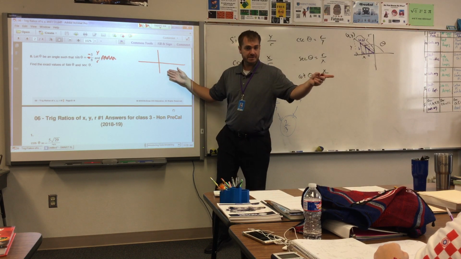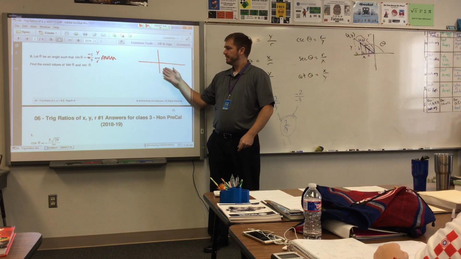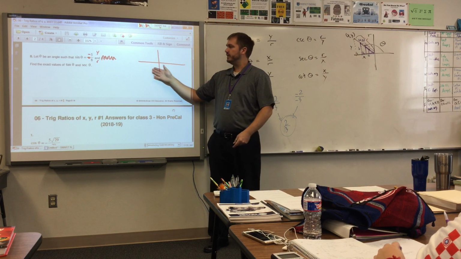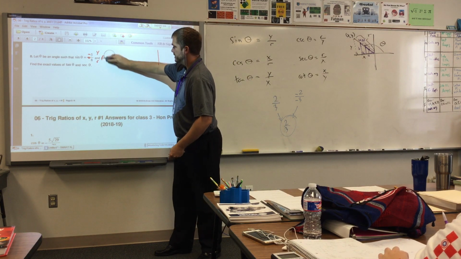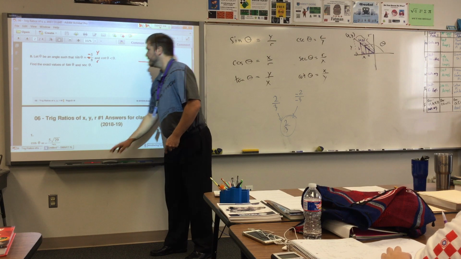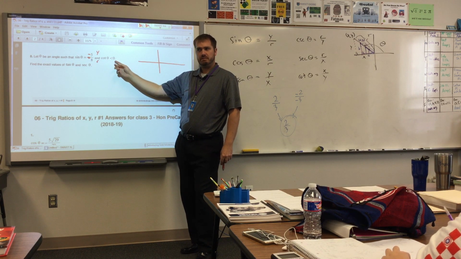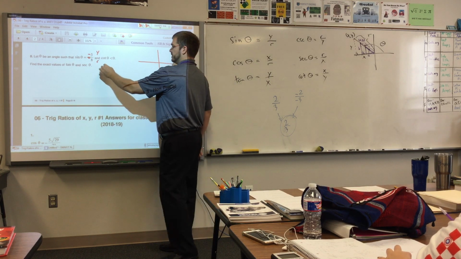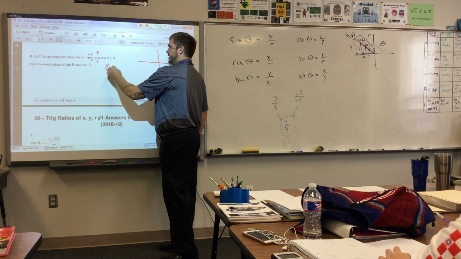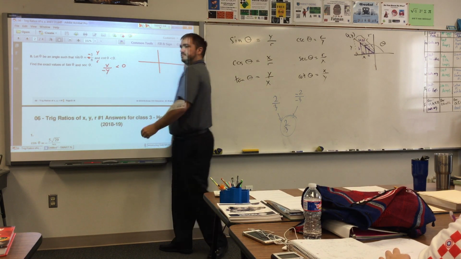Yes, or I should say, or 3. So it could be either one of those. We don't know which one at this point. But then I will erase this information. This says cotangent of theta is negative. So cotangent is what over what? X over y. Okay? We're told that y is negative.